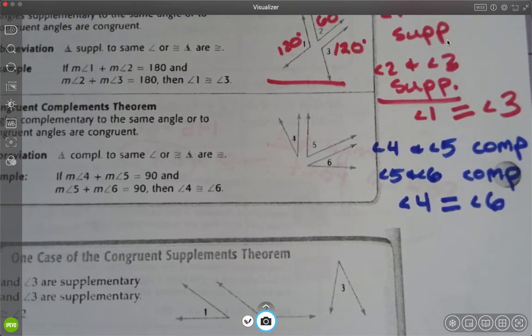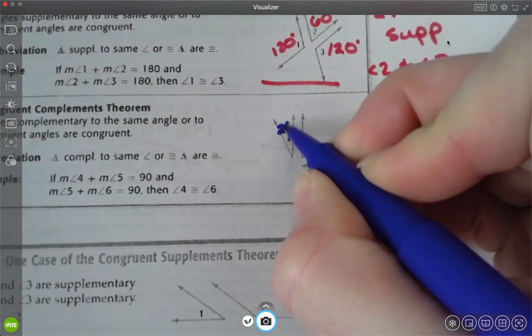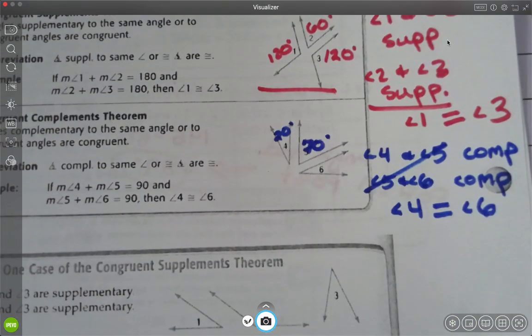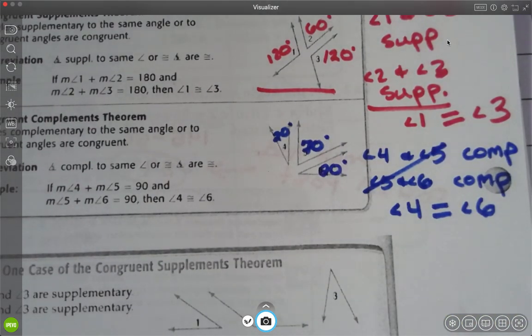So if 4 and 5 are complementary and 5 and 6 are complementary, then the two that are not being shared, right, 5 is being shared, you can kind of cross it off if you think about it that way. Then 4 and 6 have to be the same measure. If you need to see a visual of that, let's say this is 20 degrees. What would angle 5 have to be? 70, if they are complementary. And then if that's 70, what's angle 6 going to be? 20. Is it true that angle 4 and angle 6 are the same? You betcha. Okay, so let's write that down.